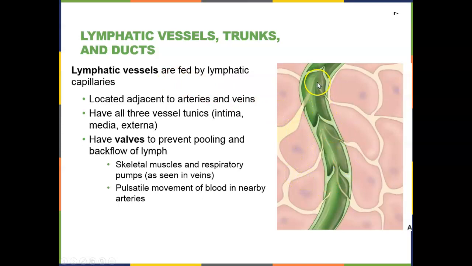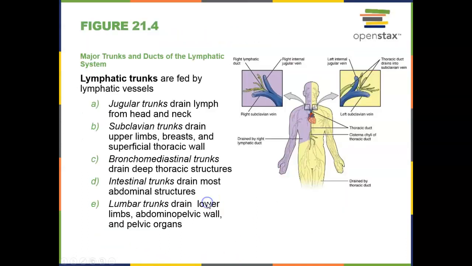The lymphatic vessels then are similar to the structures of your veins. They have the 3 different tunics. They have valves just like your veins do, and they use the skeletal muscle and the respiratory pumps to help move materials towards the heart. But as they move, they're going to move through the lymph nodes at different times.